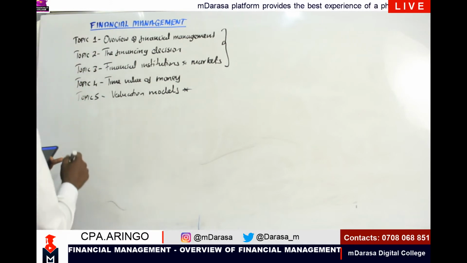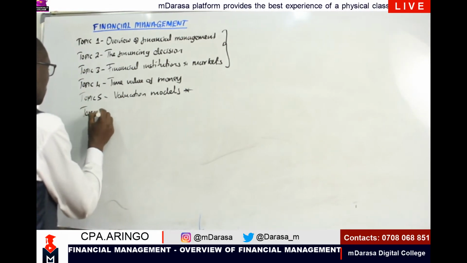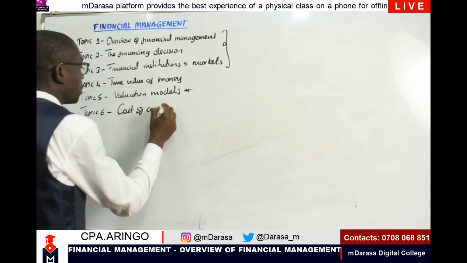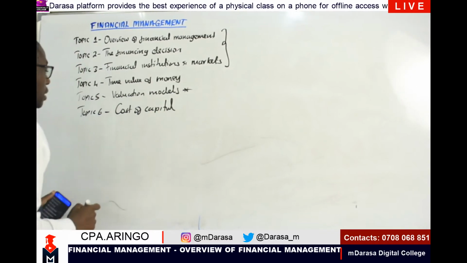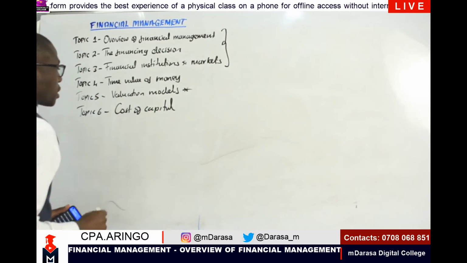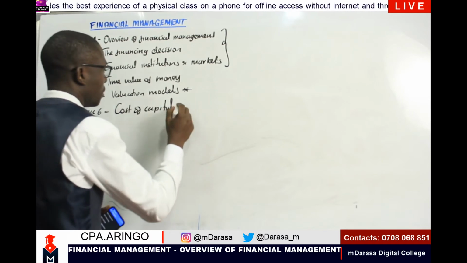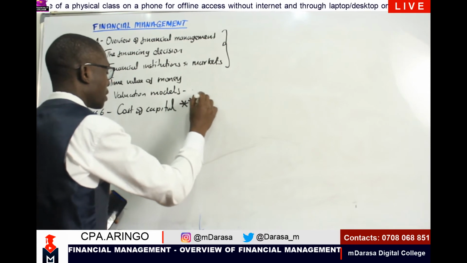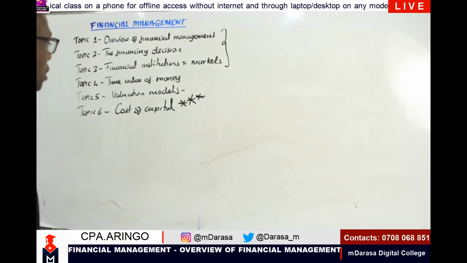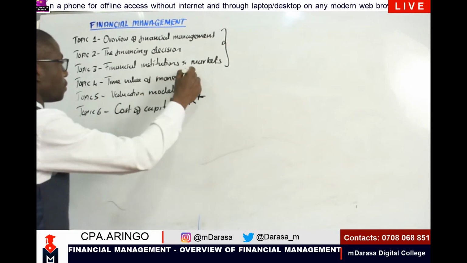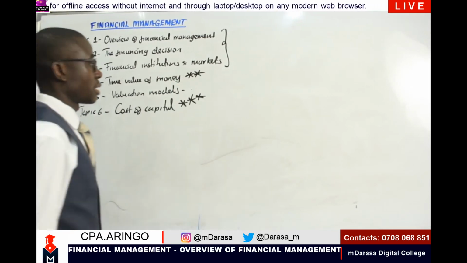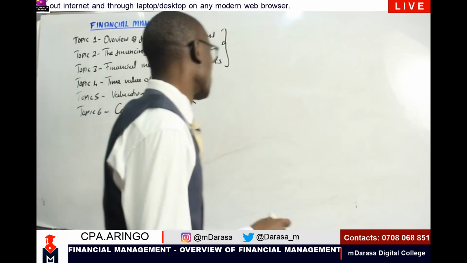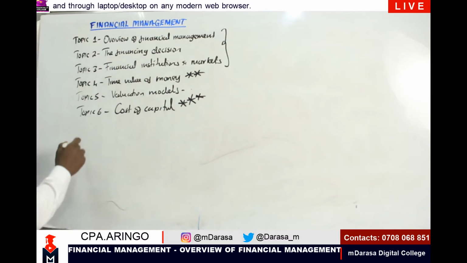Then talk about topic number 6. In this case, we'll be talking about cost of capital. It will be very important for us to understand this. So where I have asterisks, for example on valuation models and time value, it indicates the level of importance of these topics in this unit of ours. So cost of capital is very key for us to understand.